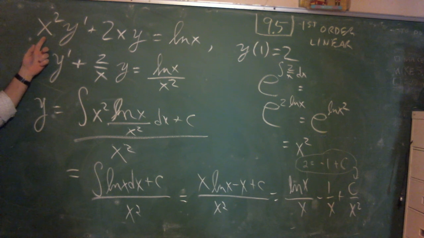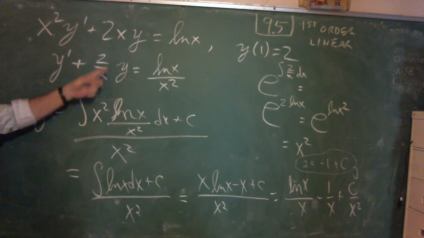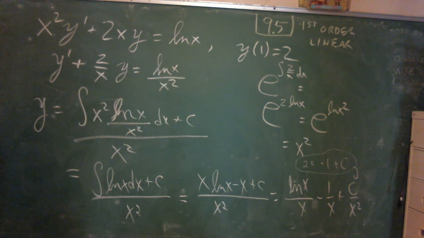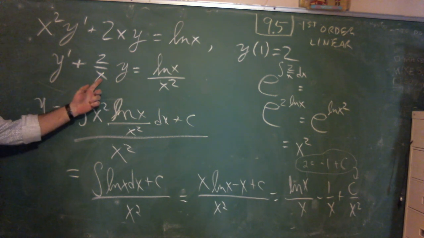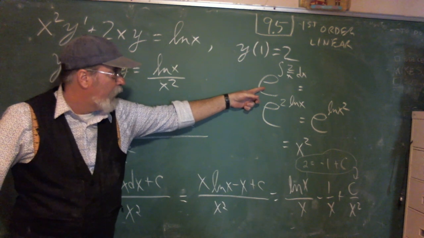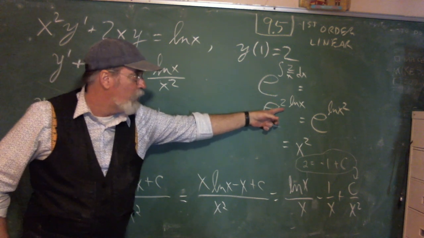Divide by x squared, because I got to get 1 y prime. Well, 2x divided by x squared is 2 over x. Natural log of x divided by x squared doesn't simplify. And now I can see what's going on. This is my p, and this is my q. So I have to do e to the integral of p. Integral of 2 over x is going to be 2 natural log x.